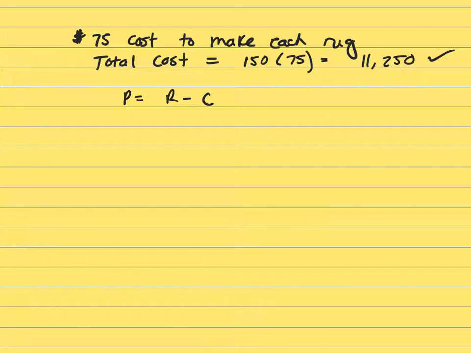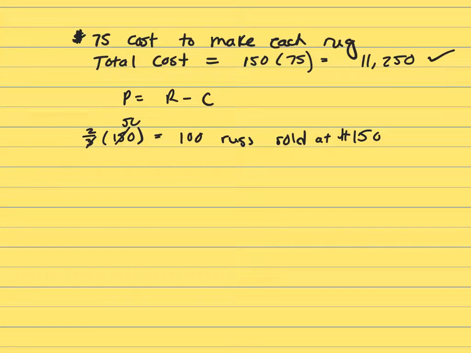All right, 150 rugs, 2/3 of the rugs. Well, what is 2/3 of 150? Well, 3 will go into that 50, so that's going to be 100 rugs sold at how much? $150 a piece. Well, 100 times 150, that's $15,000.